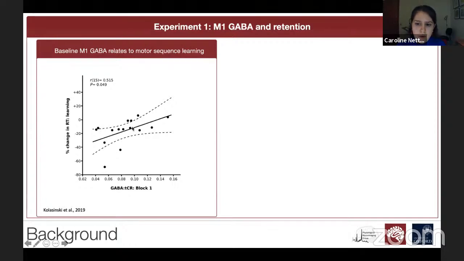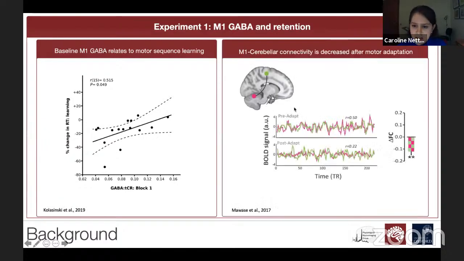So we therefore hypothesize that in adaptation, where M1 is involved in retaining the adapted state, early M1 GABA concentration would correlate with retention. And then secondly, it's been shown that functional connectivity between left M1 and the right cerebellum changes after performing an adaptation task. Specifically, the activity in left M1 and right cerebellum becomes less synchronized. So here you can see pre and then post. There's a decrease in the connectivity.